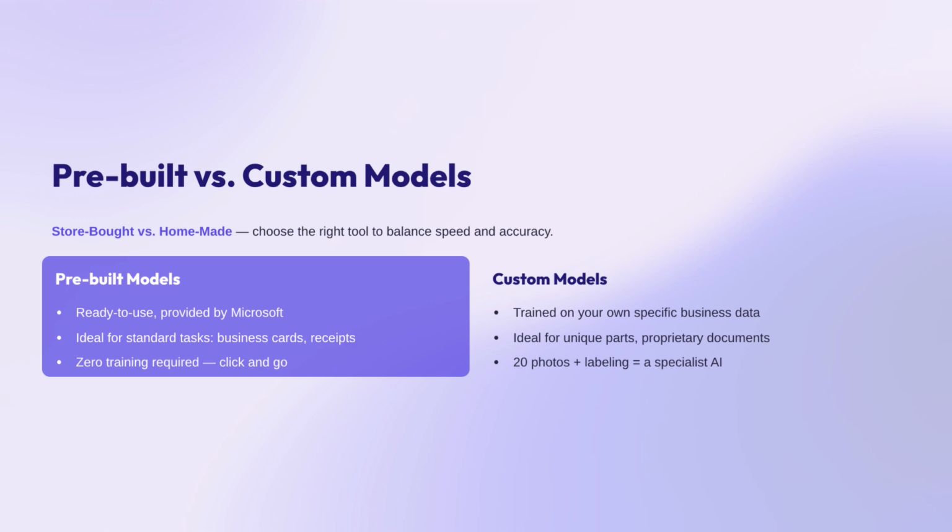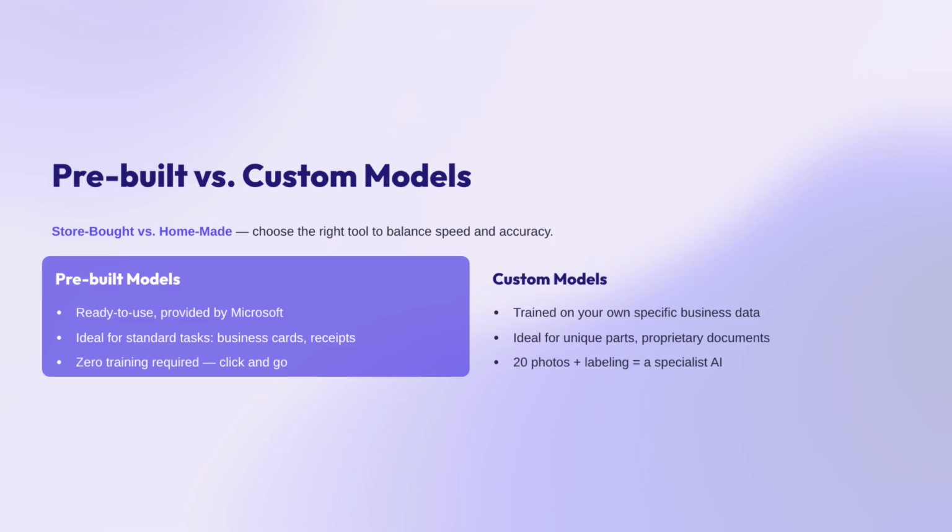But if you have a very special part in your factory that only your company makes, you need a custom model. You take 20 photos of that part, show them to AI Builder and say, this is a widget A. Stay with me here because the custom path is where your app becomes a specialist. You've probably noticed at the office how some tools feel generic. Using custom models makes your app feel like it was built specifically for your team's secret sauce. Let's break this down together. We choose the right tool for the job to balance speed and accuracy.